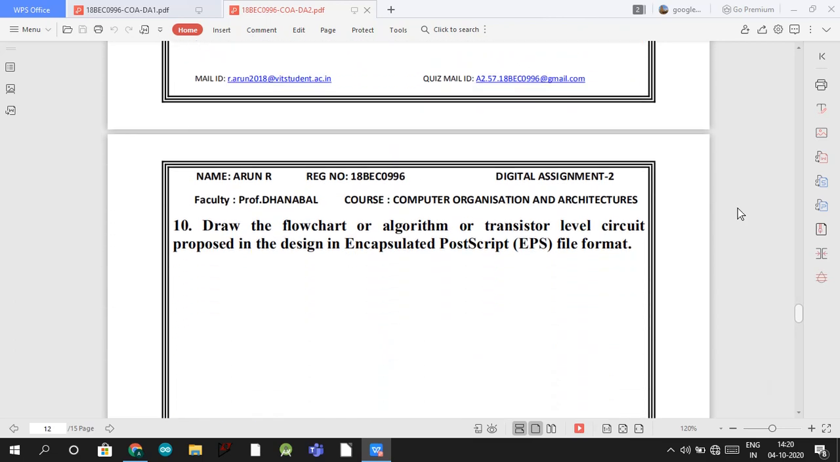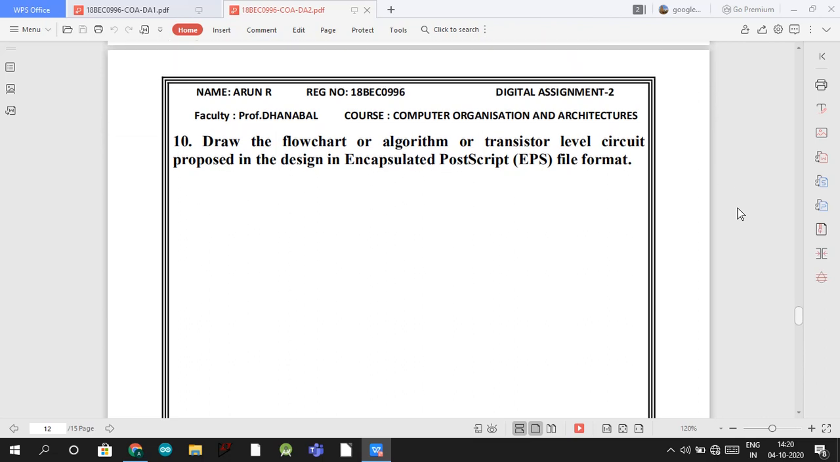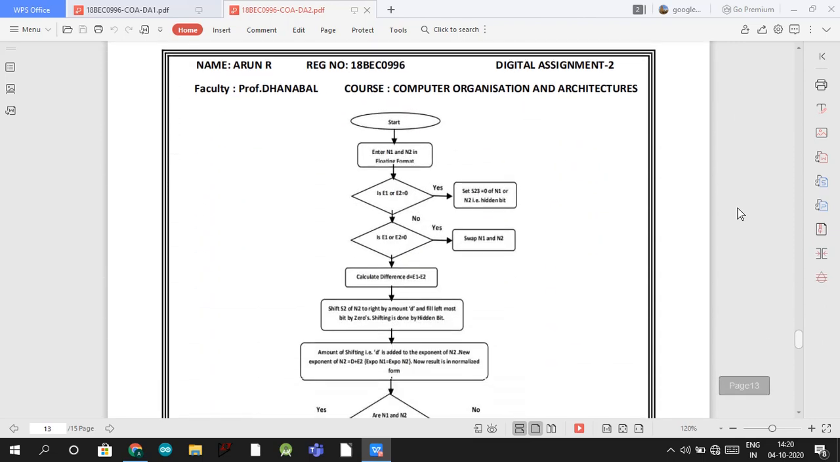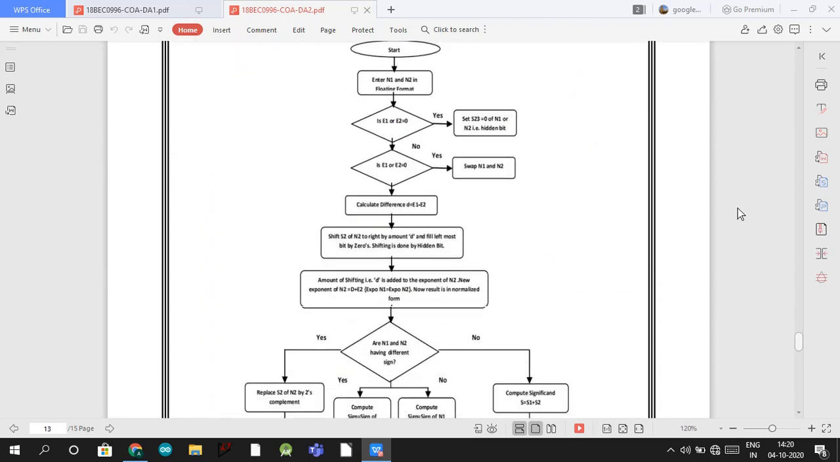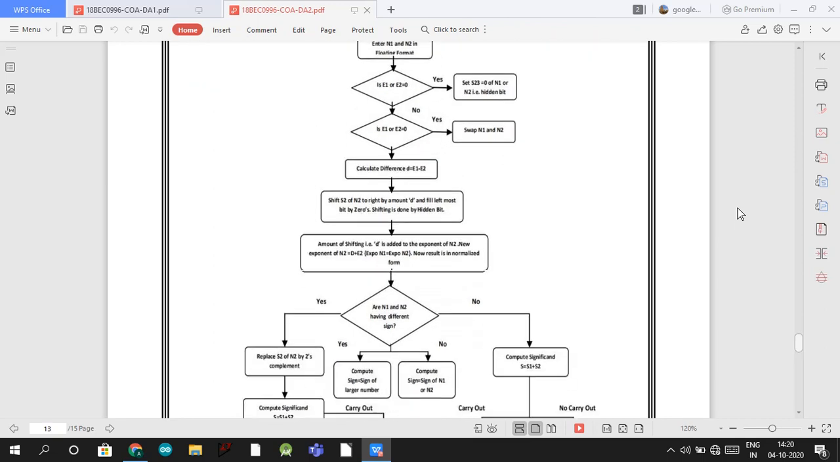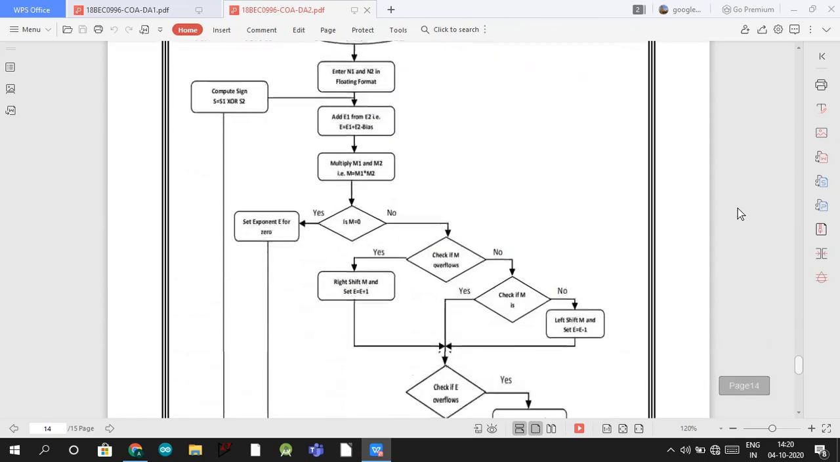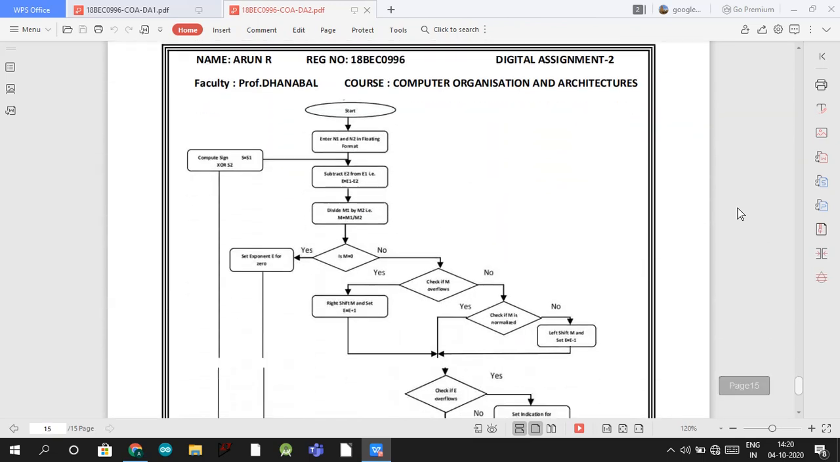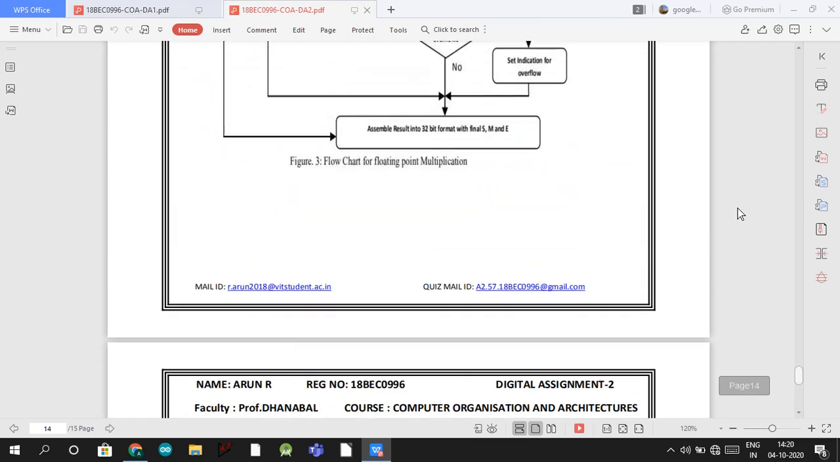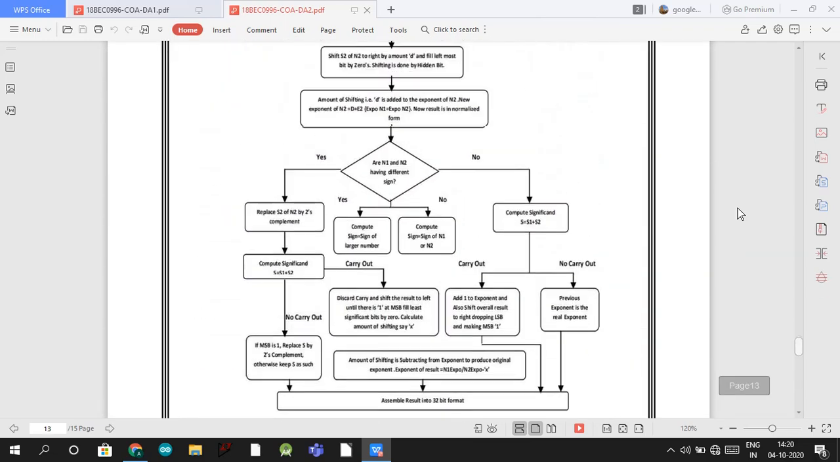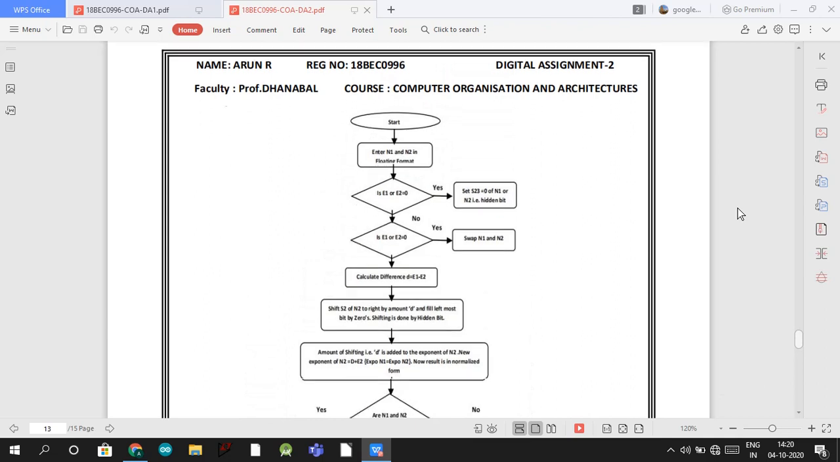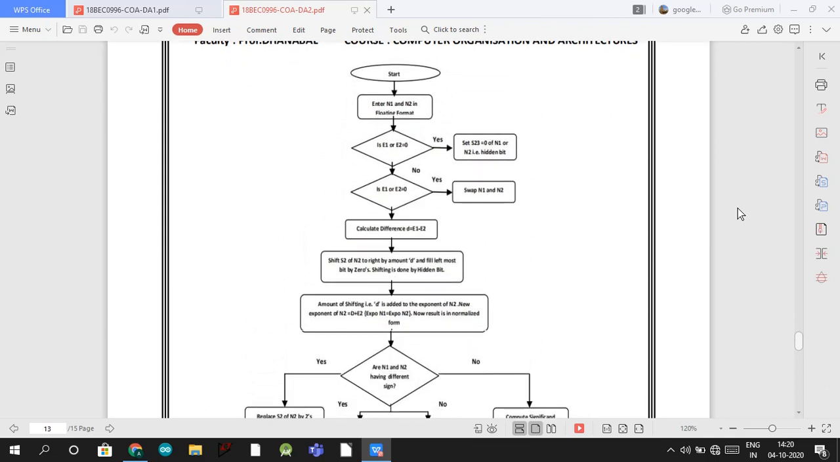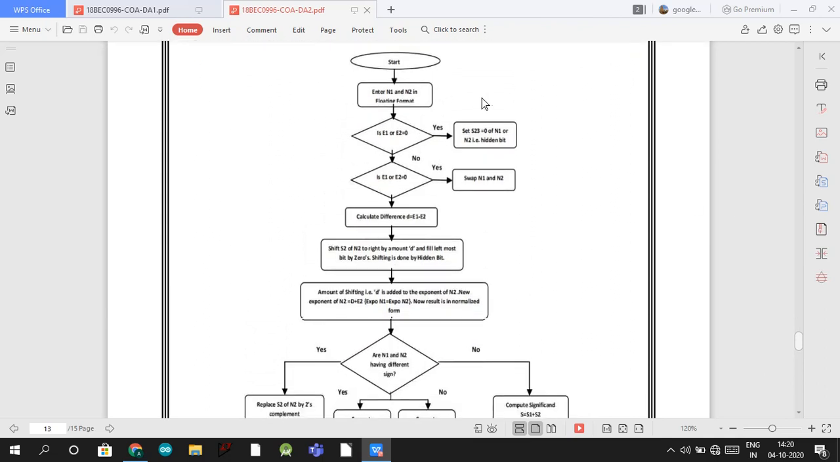Then the last question asks to draw the flow chart for the algorithm or transistor level circuit. Here is the flowchart for the addition and subtraction. This is the flowchart for the addition and subtraction. And this is for the multiplication. This is for the division. If you go in to see about the addition and subtraction, here you can see n1 and n2, two inputs, are given.